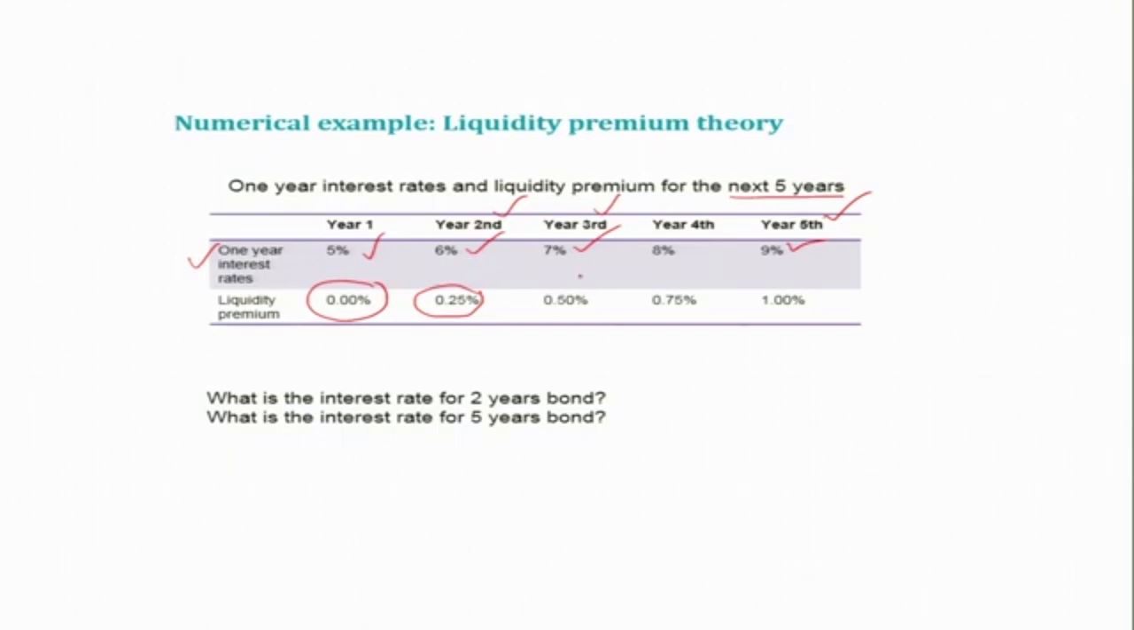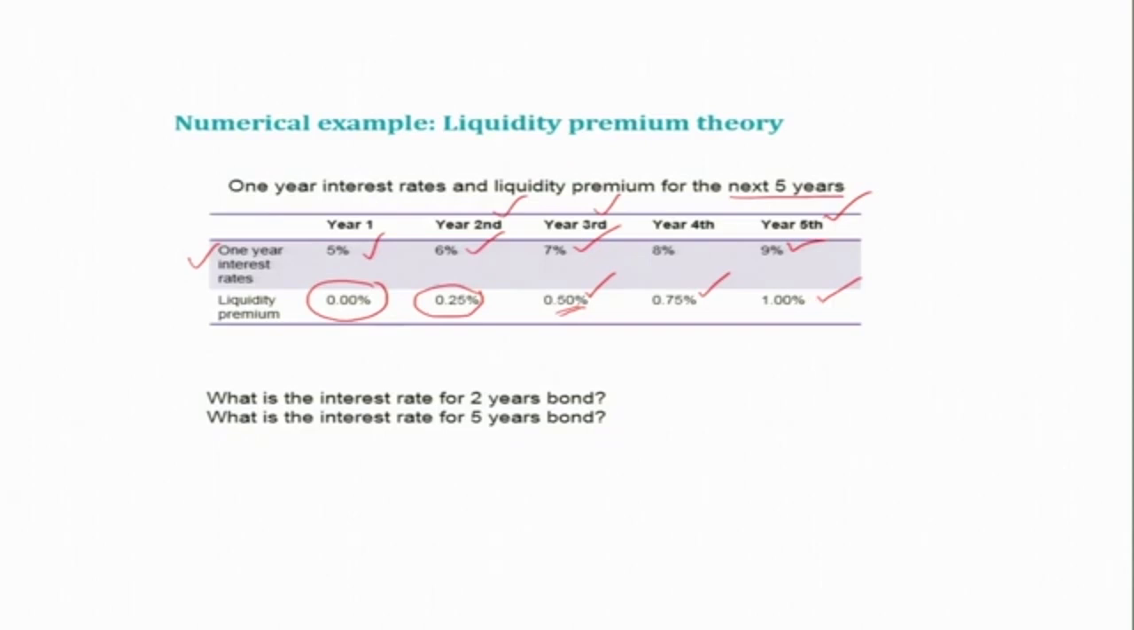Right. Similarly, for the following years, we state here that this is only an example, based on the preference of the investors, that is, the holders' demand for the bonds. We assume here that for the third year, because the liquidity declines, they need a premium of 0.5%. Here 0.75% for the 4th year. For the 5th year, we stated 1% as the liquidity premium.